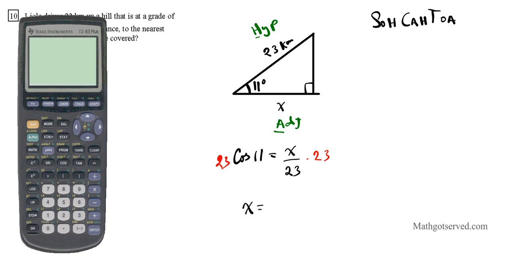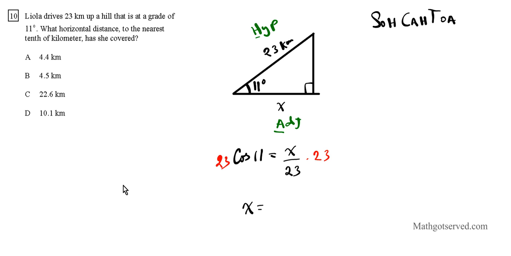Let's plug that into our calculator and see what we get. That's 23 cosine 11. And the answer is 22.5, or 22.6 to the nearest tenth. All right, so 22.6. So x is approximately 22.6 kilometers. All right, and our answer is option C.